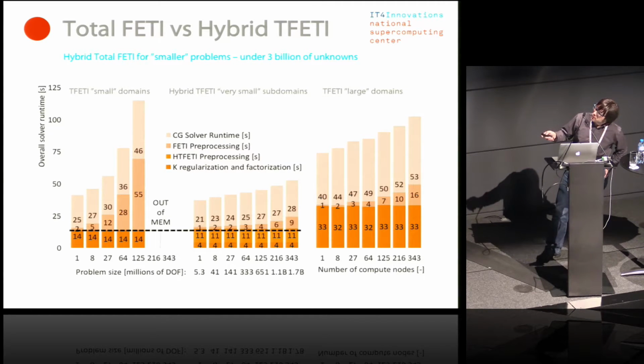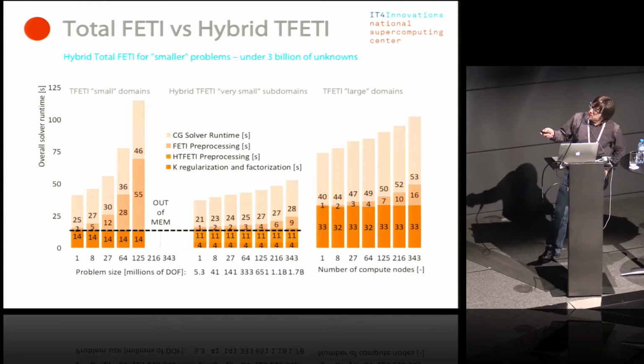And then I have the hybrid FETI in between, where I have even smaller subdomains than in case of the total FETI, and you see that this reduces the factorization time of the stiffness matrix, but it adds the hybrid FETI preprocessing. But on average, this is about the same as if we have a preprocessing for the total FETI. Then the FETI preprocessing time, you see that it scales much better. It actually scales even better than for the FETI with the large subdomains.